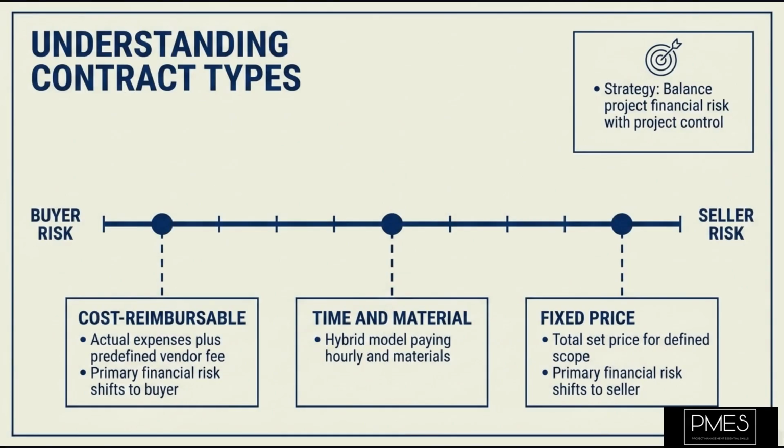Next, you must consider the contract type. There are 3 main types: fixed price, cost reimbursable, and time and material. A fixed price contract sets a total price for the work, placing most of the risk on the seller. Cost reimbursable contracts pay the seller for actual costs plus a fee, shifting more risk to the buyer. Time and material contracts are a hybrid, paying for hours worked and materials used. Selecting the right contract type is a strategic decision that balances risk and control.